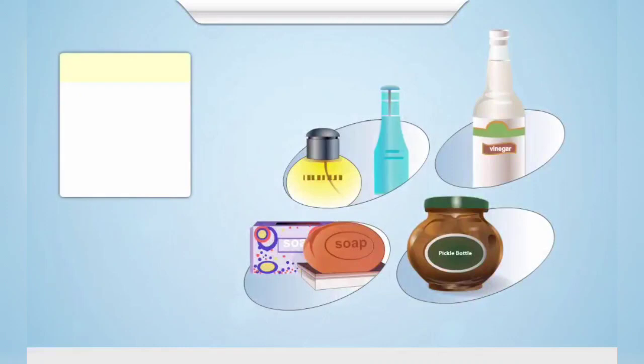Ethanoic acid is used in the preparation of vinegar that is used as a preservative in pickles. Ethanoic acid is used in the preparation of esters. Esters are sweet-smelling substances that are used in making perfumes and as flavoring agents. Ethanoic acid is also used in the preparation of soaps.